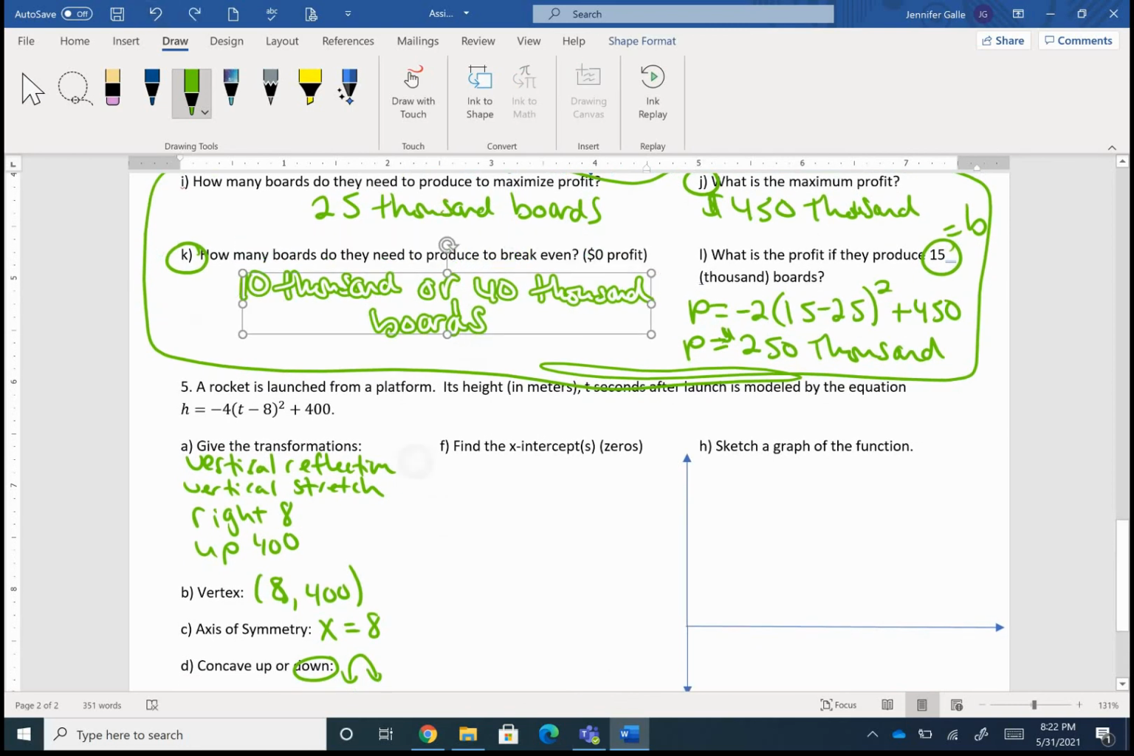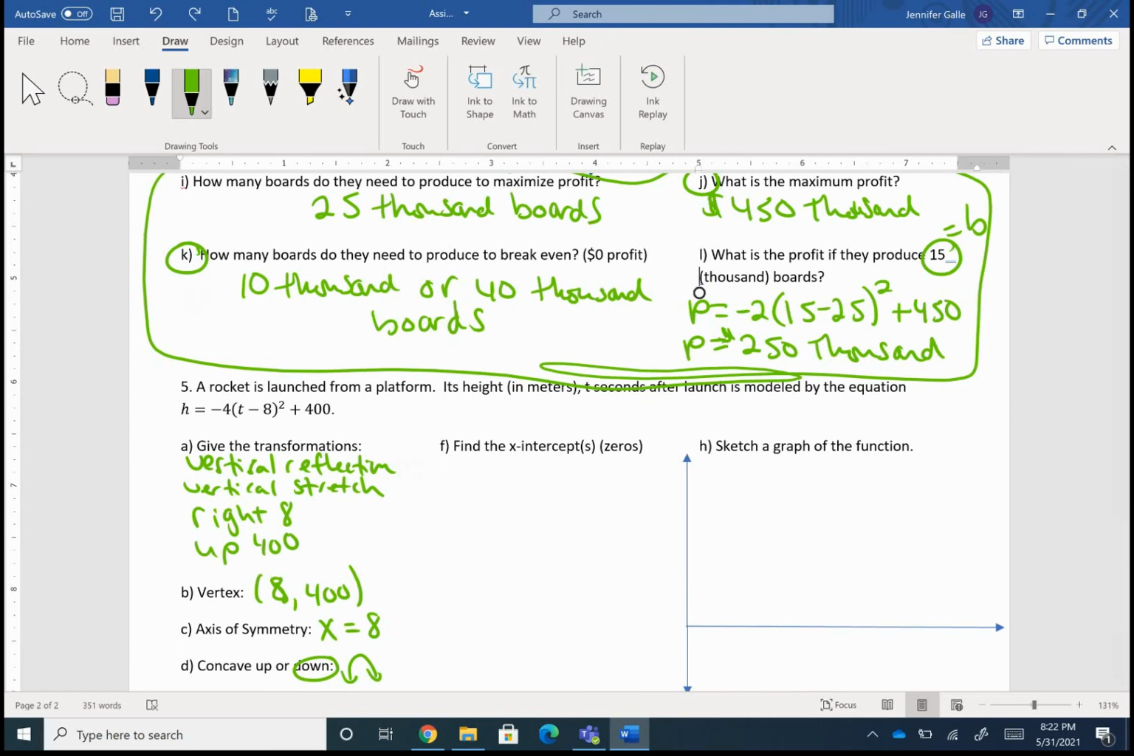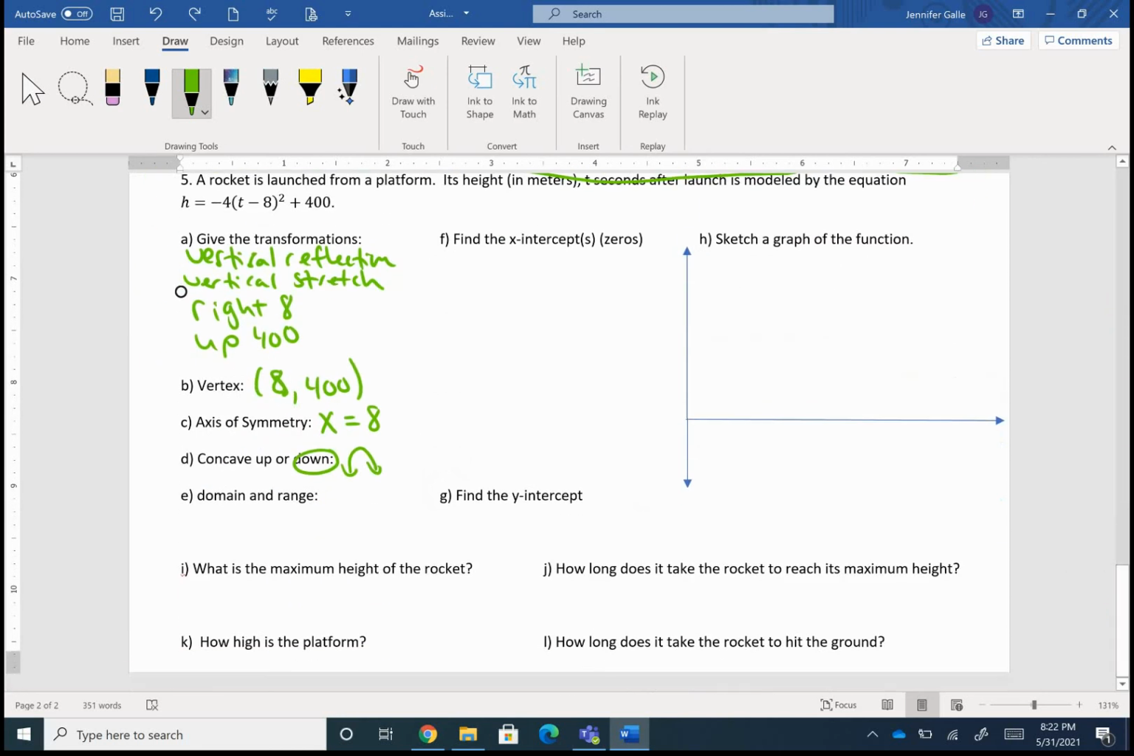All right, back to question 5. So again, we're going to put the domain and range on hold until the end. Let's find our X-intercepts. We're going to put 0 in for H and solve for T. If you need to, rewrite the equation with a Y and an X. That's okay. I'm not going to mark that wrong. Undo our addition.